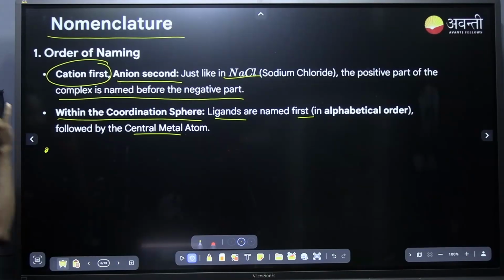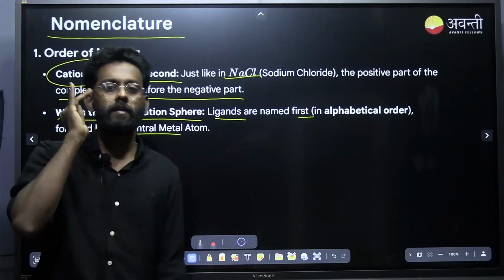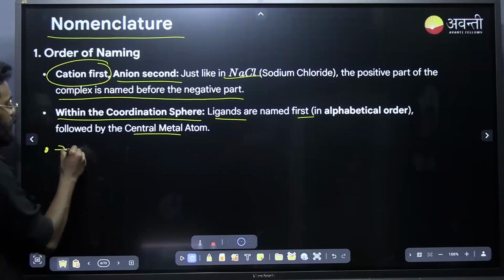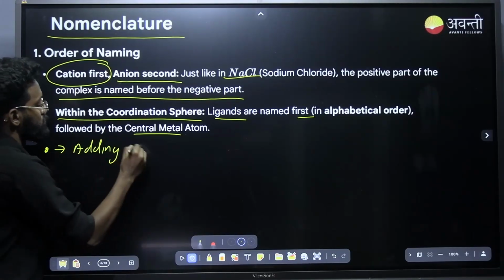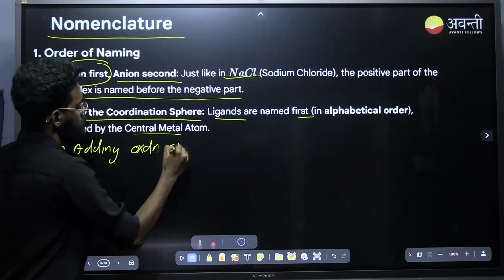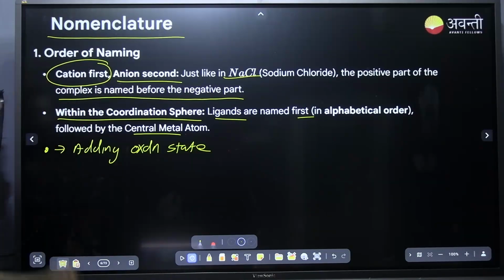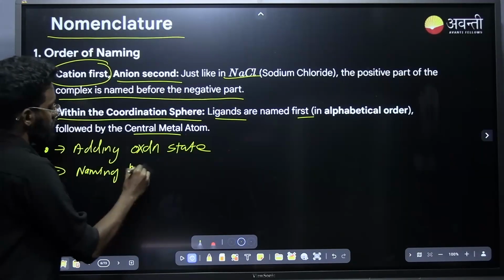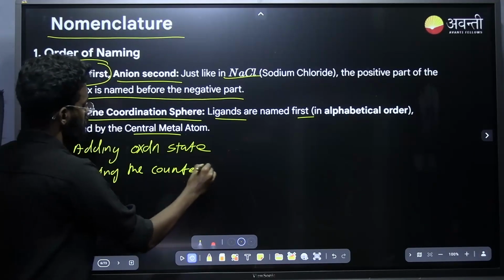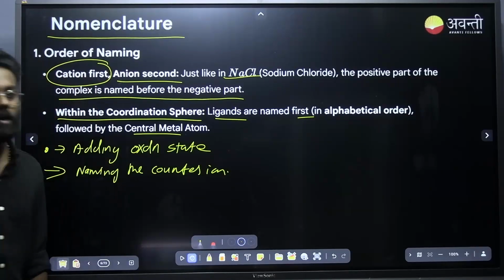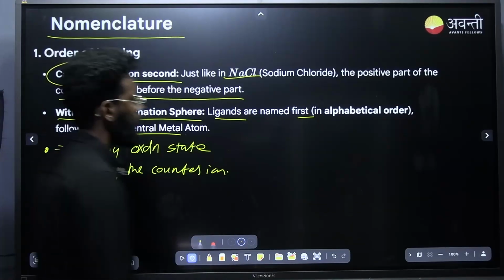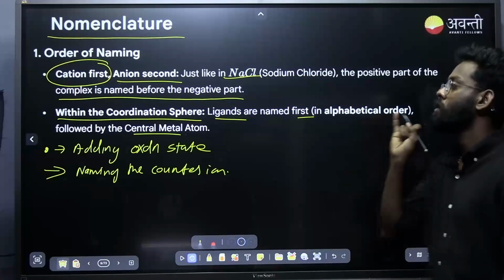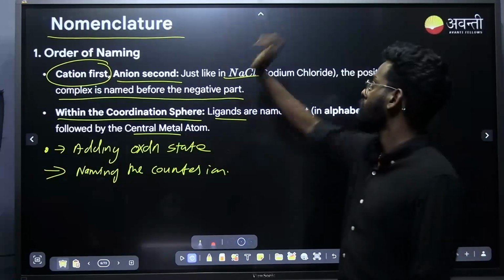After naming the positive part, with the ligands, then the central metal atom, we add the oxidation state, and finally we name the counter ion. This is how we name a coordination compound. First, we name the cation, and the cation will always be on the left side.